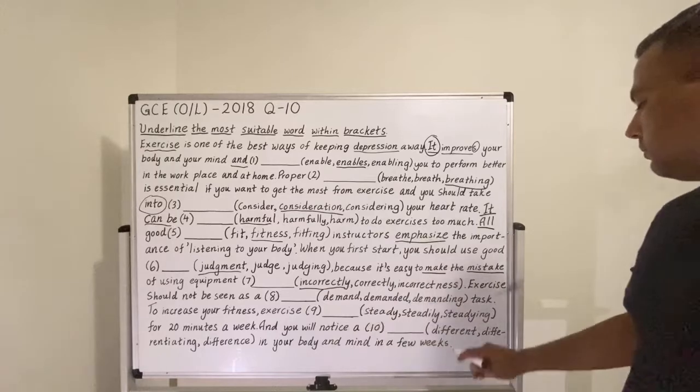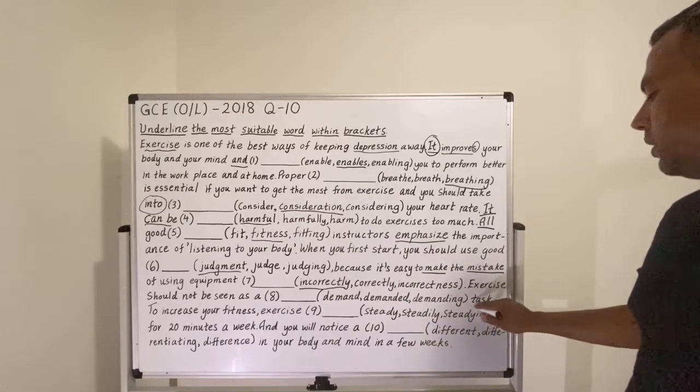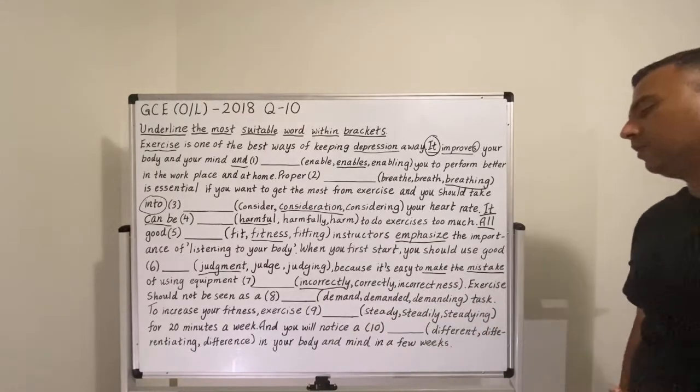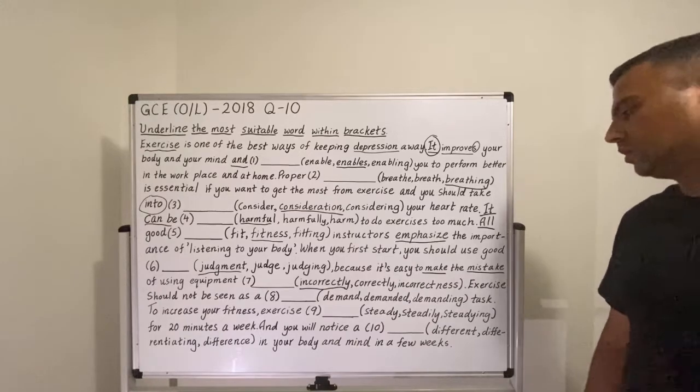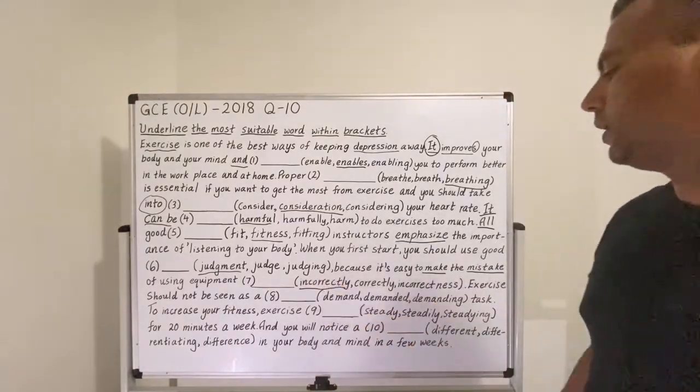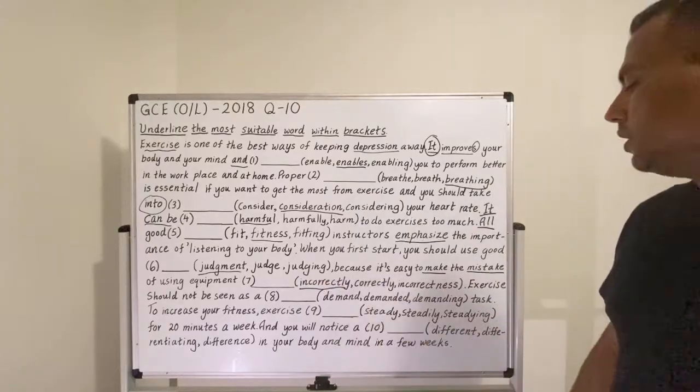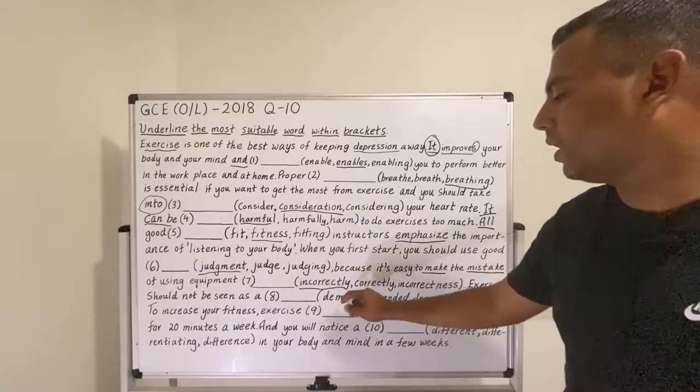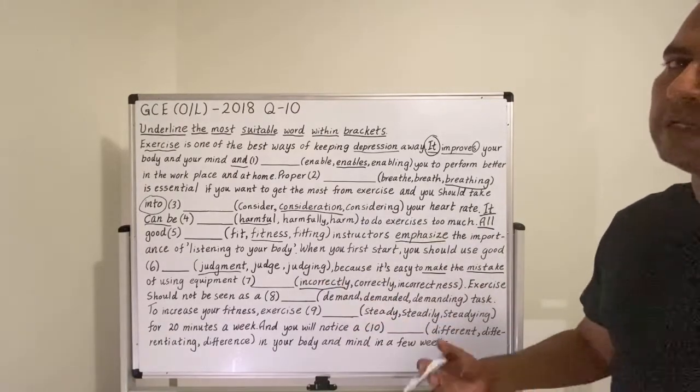Let's say a task. Task is what? Task is a noun. Okay. So before the noun, we have to use an adjective. So let's see, demand. Demand is the verb. Okay, base form of a verb.